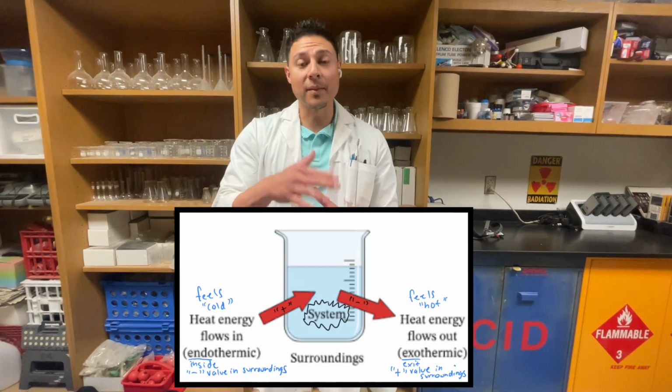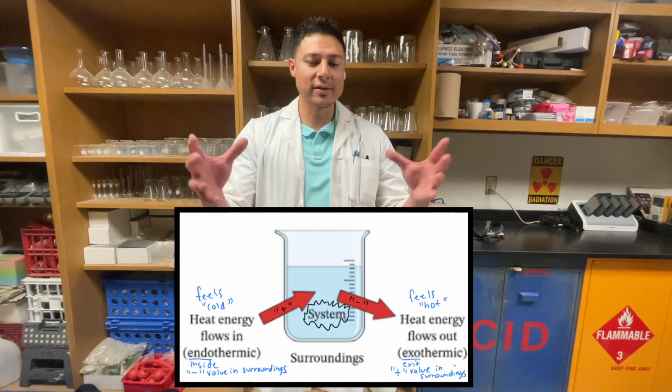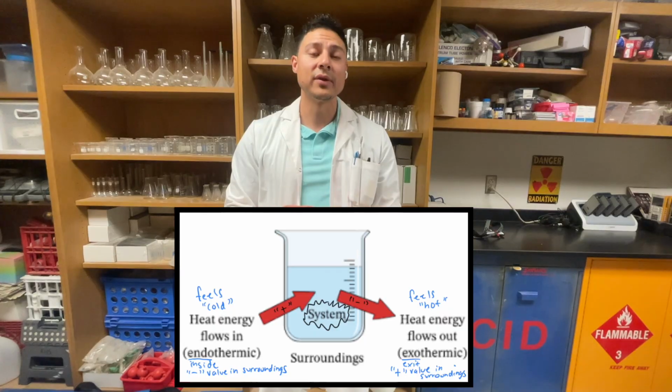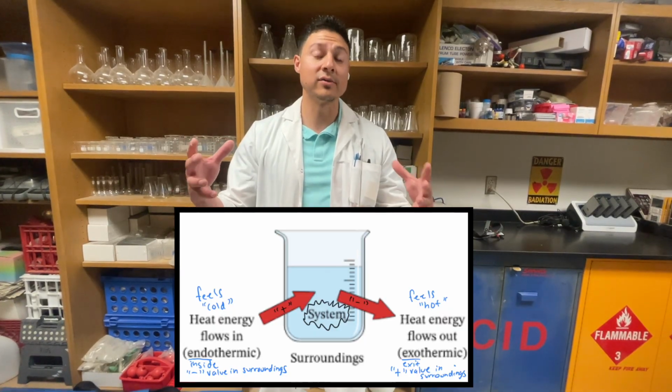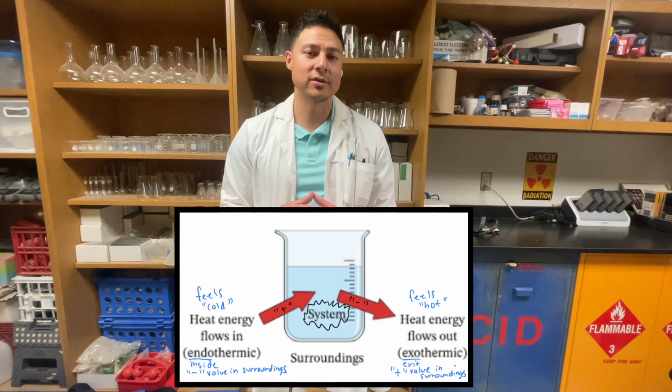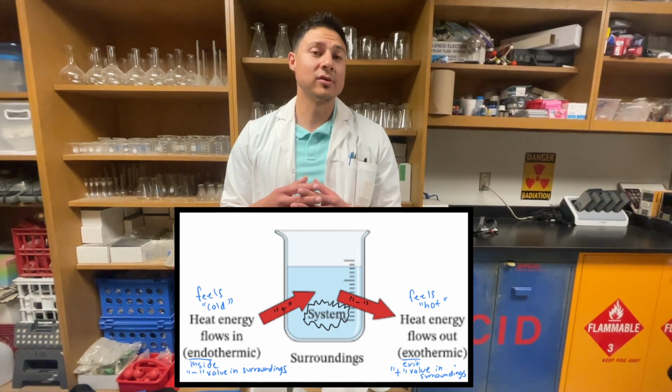Now, if we do the opposite, what happens if the heat energy of the surroundings is absorbed into the reaction? It's going to feel colder on the outside. The surroundings are going to feel colder. So when it feels colder, that's called an endothermic reaction. For the surroundings, an endothermic reaction is also going to be a negative value.